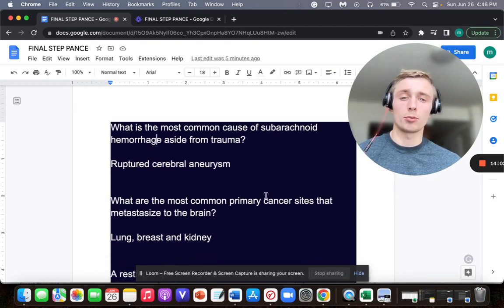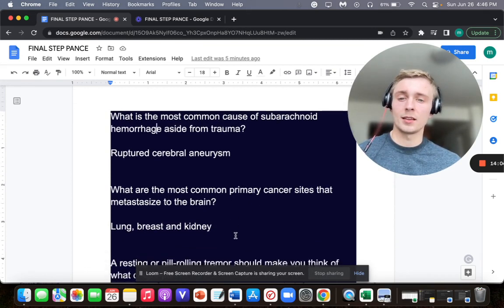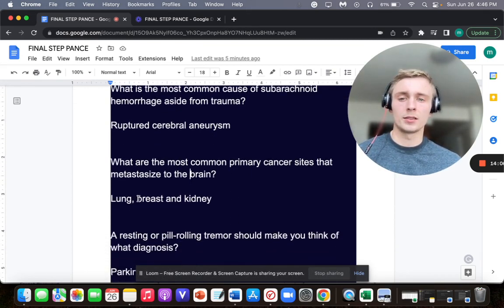What are the most common primary cancer sites that metastasize to the brain? That's going to be the lungs, the breast, and the kidneys. Those are the most common primary cancer sites, so if you have a cancer of these areas, it's more likely to metastasize to the brain.